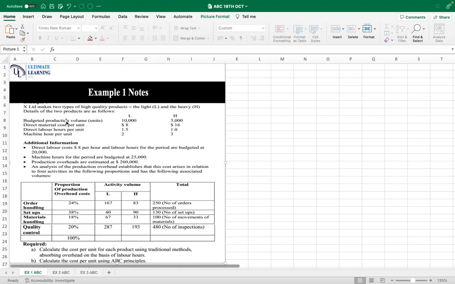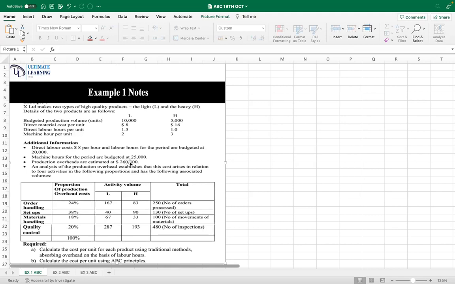You have L and H production units, 10,000 and 5,000. We have direct material cost per unit. Cost is money, so it's dollars. But next, take note, it is direct labor hours per unit. Labor hours per unit is 1.5 and 1. Machine hours per unit is 2 and 3. Additional information: direct labor costs $8 per hour, and labor hours for the period are budgeted at 20,000. Machine hours for the period are budgeted at 25,000. Production overheads are estimated as 260,000.